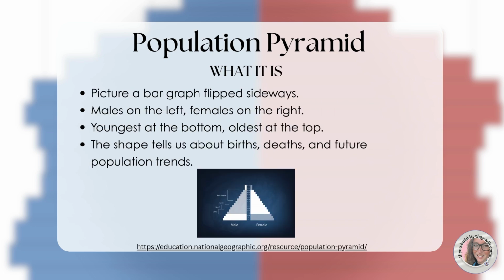What it is. Picture a bar graph flipped sideways. Males on the left, females on the right. Youngest at the bottom, oldest at the top. The shape tells us about births, deaths, and future population trends.